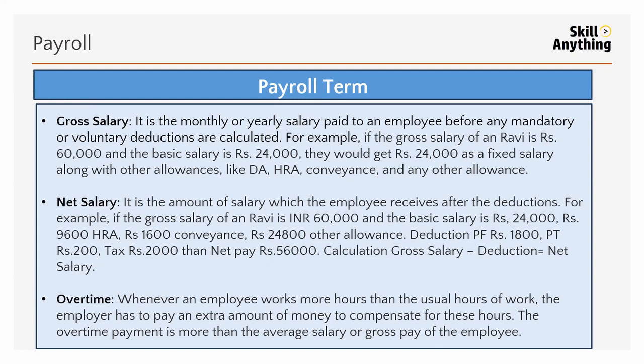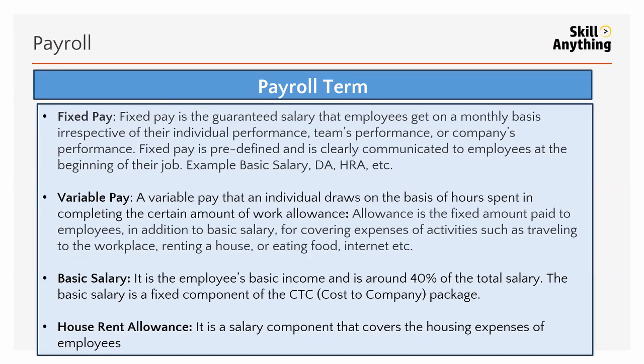Another payroll term is overtime. Overtime is when an employee works more than the working hours, then the employer pays an extra amount to the employee for their extra hours of work. Another payroll term, fixed pay. Fixed pay is a guaranteed salary that an employee gets on a monthly basis. Fixed pay is defined as basic salary, DA, HRA, etc.